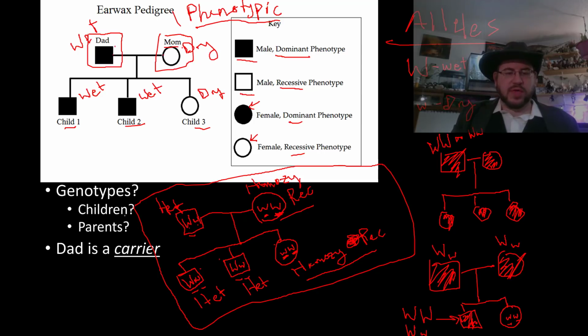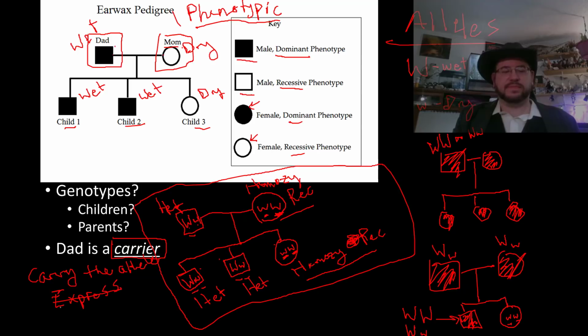Carrier is some important vocab to learn. Carrier means you carry an allele but don't express it. You carry the allele, but you do not express that allele. Basically, in what we've learned so far, that's recessive alleles. You are a carrier for a recessive allele if you are heterozygous.